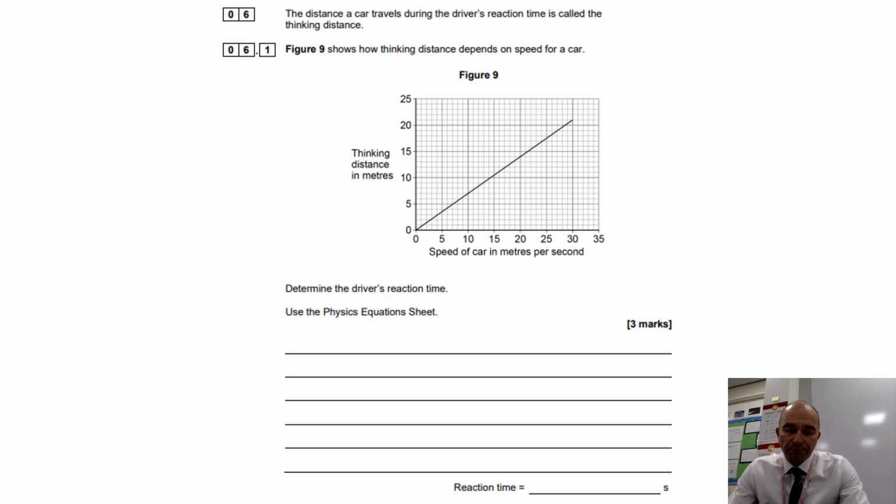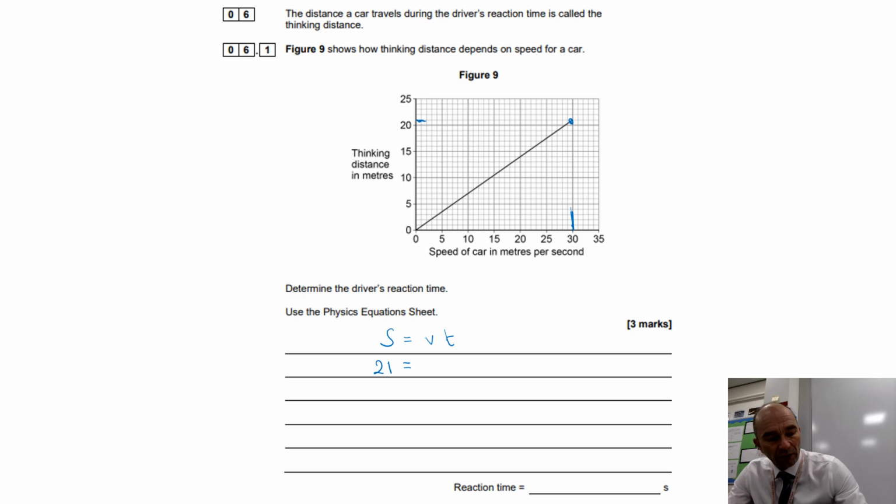To question 6, the distance of a car travelled during the driver's reaction time is called the thinking distance. Now we've got a graph showing how thinking distance depends on the speed of the car, and we need to determine the driver's reaction time. So remember, we need to be using the equation distance is speed times time. Remember, distance is represented by the lowercase s, and we just need to look for some values to put in. Well, because this is a straight line, it doesn't matter where on the graph we pick, but we might as well go for the big numbers. So this top point here shows that we have a time of 30 seconds, and we have a speed of 21 meters per second.